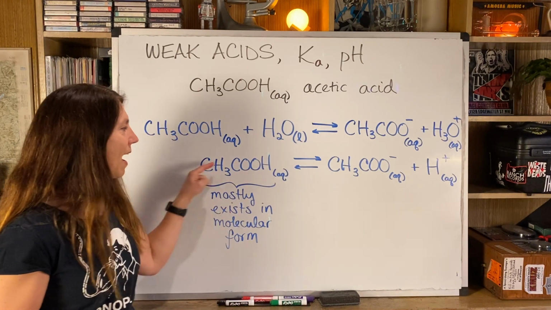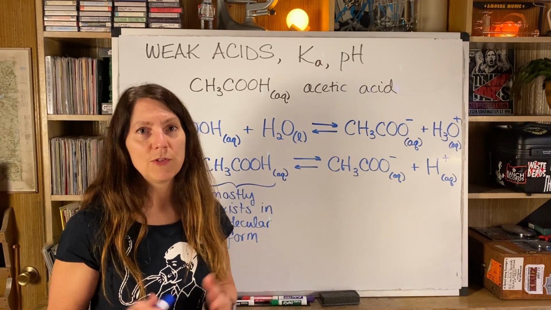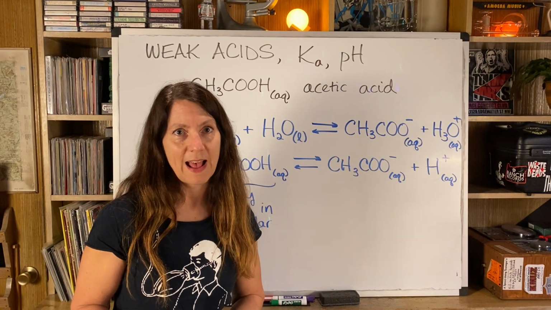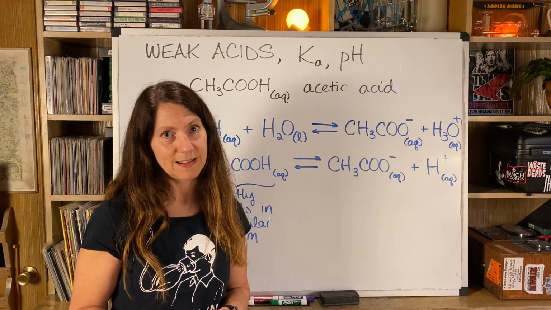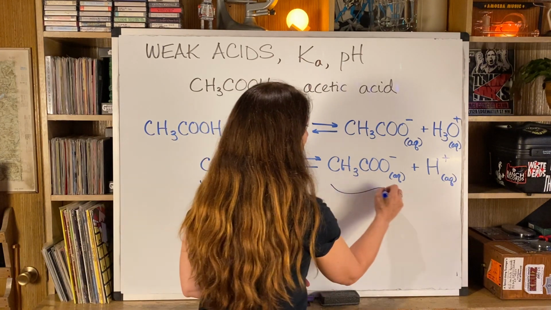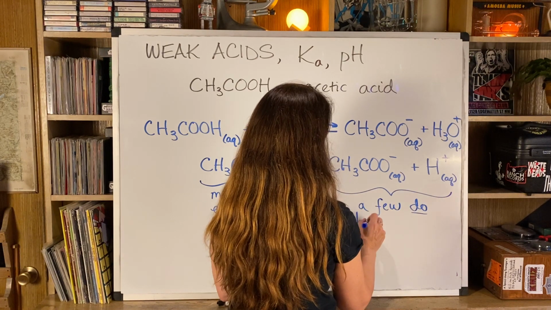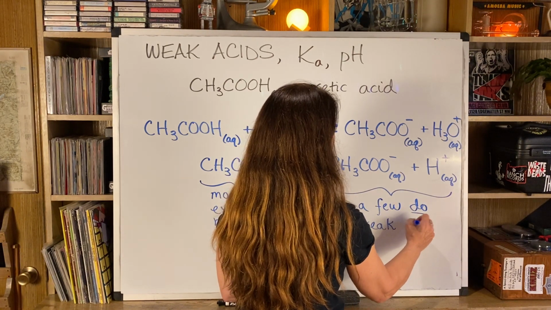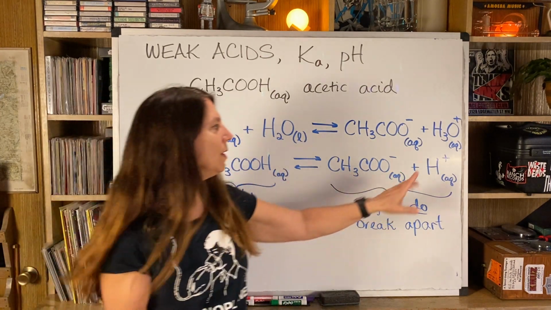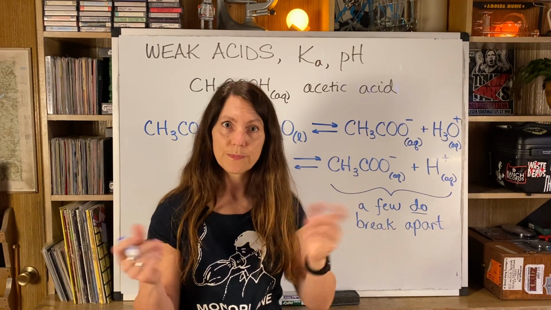And so we need to have extra information about each weak acid to be able to assess how much it is breaking apart, and then what kind of questions I can ask and answer that are related to that. So we have a few that do break apart and give these ions. As we know with vinegar, we do get a few of these hydrogen ions that give us that sour taste that acids do.